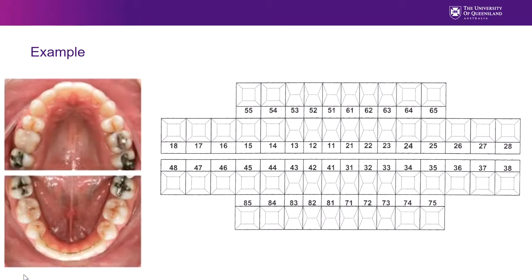So let's do another example. I can see that there are permanent teeth and no primary teeth present, so I'm going to straight away cross out all of my primary teeth. I can now see that there's a premolar missing in the maxillary and the mandibular arch. I'm going to say that the 5s are missing, and we'll cross them out of our chart.